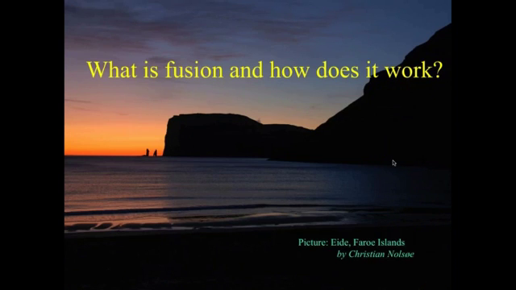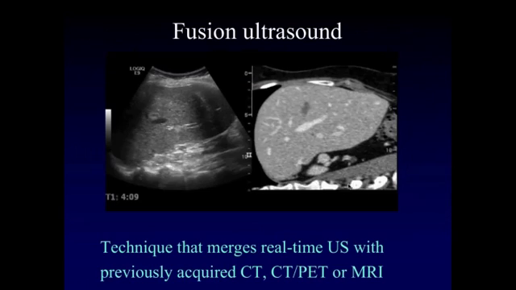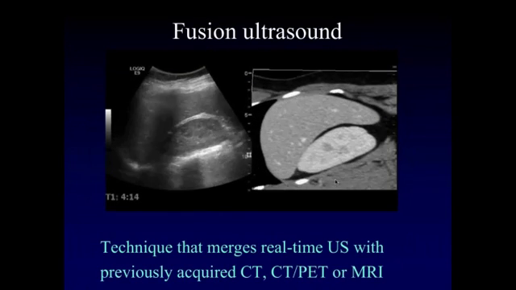Now, what is fusion and how does it work? Well, fusion basically is you combine 2 sets of data and put them on top of each other, just as you know from the weather forecast. You have geographical information, you have weather forecast information, you put them on top of each other, and that is a fused image, the weather forecast. Exactly the same is what happens when you have CT ultrasound fusion.